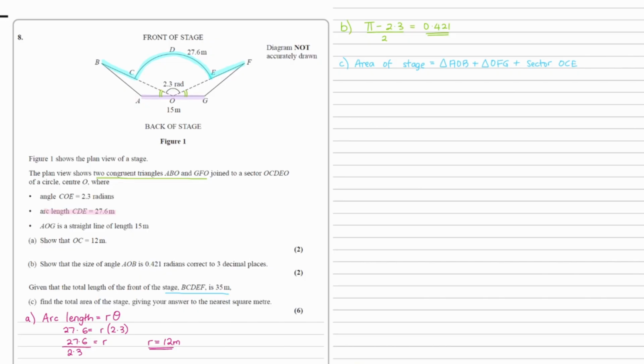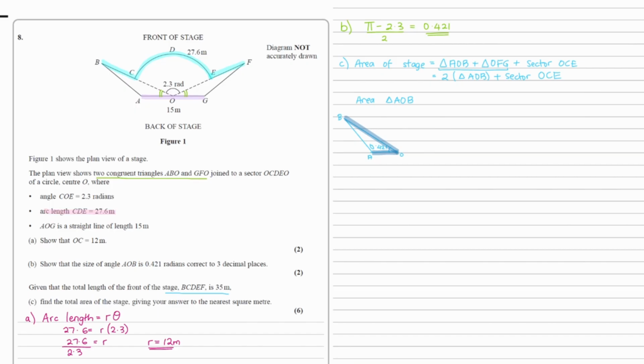However, because triangle AOB and OFG are congruent, we can just find the area of one triangle and then multiply it by 2, and then add on the sector area. So first, in order to find the area of triangle AOB, we know that this angle here is 0.421 radians like we found in part B. And in order to find this area, we would need both these sides so that we can use the formula a half ab sine C.